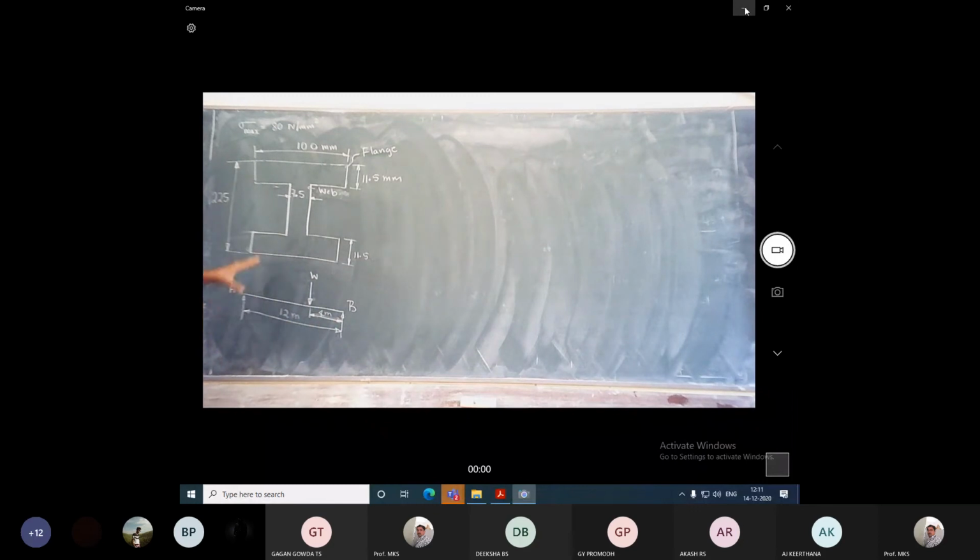So this is the problem statement. I need to find this unknown weight W. W you need to find.